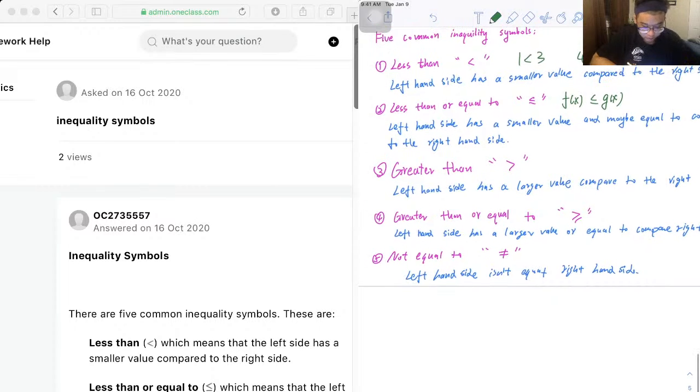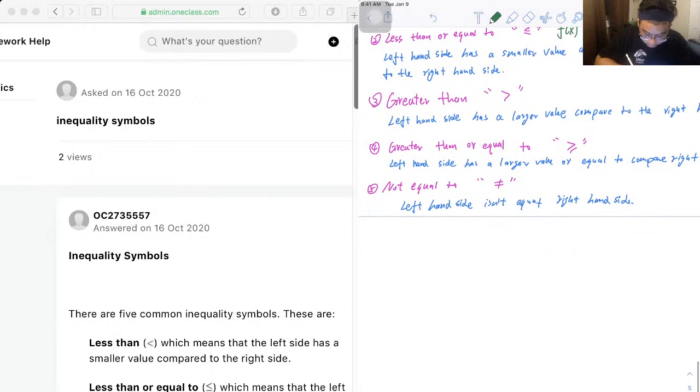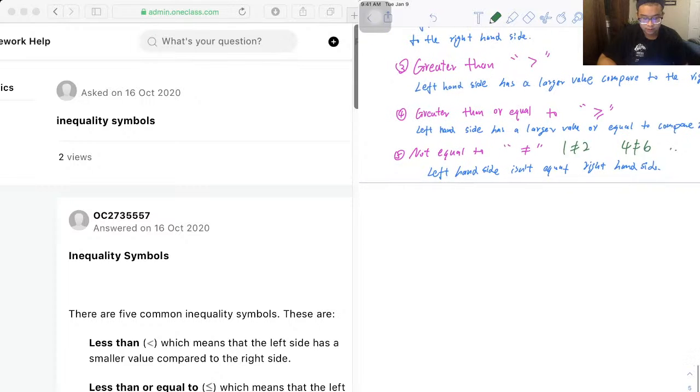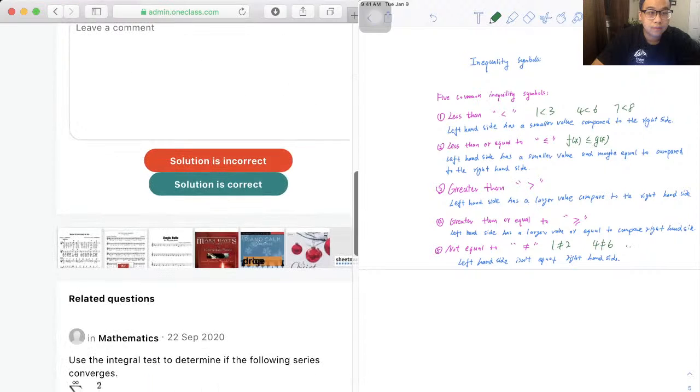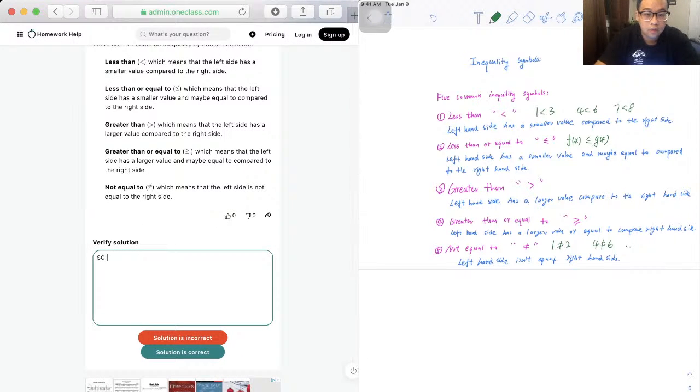So similar to greater than or equal to, we just need to change the direction of the sign. And for not equal to, we can say 1 is not equal to 2, or 4 is not equal to 6, something like this, as long as they do not have the same value. Yeah, so I think that's all we have for this question. Solution is correct.